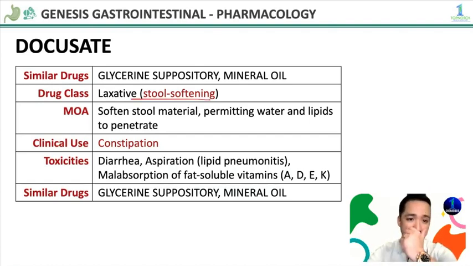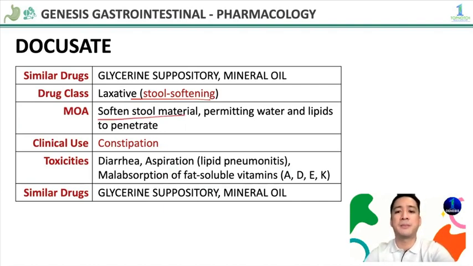We have your docusate. Docusate, together with similar drugs, we have your glycerin suppository, if you're familiar with this, and your mineral oil. They are used to soften the stool material, permitting water and lipids to penetrate the stool. Clinical use, again, constipation. The side effects will be diarrhea, aspiration pneumonitis secondary to lipids, and malabsorption of vitamins A, D, E, and K.